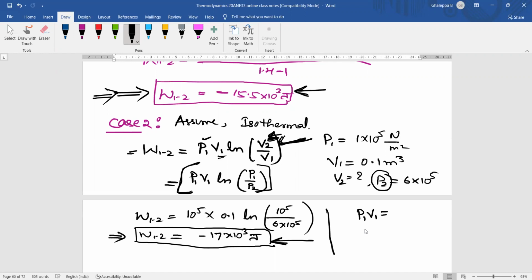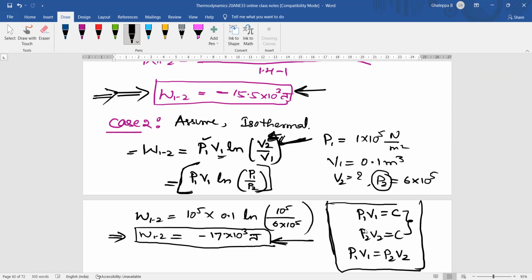P1 V1 is equal to constant, P2 V2 is equal to constant. The right hand side is the same, so obviously the left hand side will be equal. Could you tell me why you choose this equation? Sir, because in this temperature is constant. Yes, the second case is an isothermal process. Isothermal means we can use this equation directly.